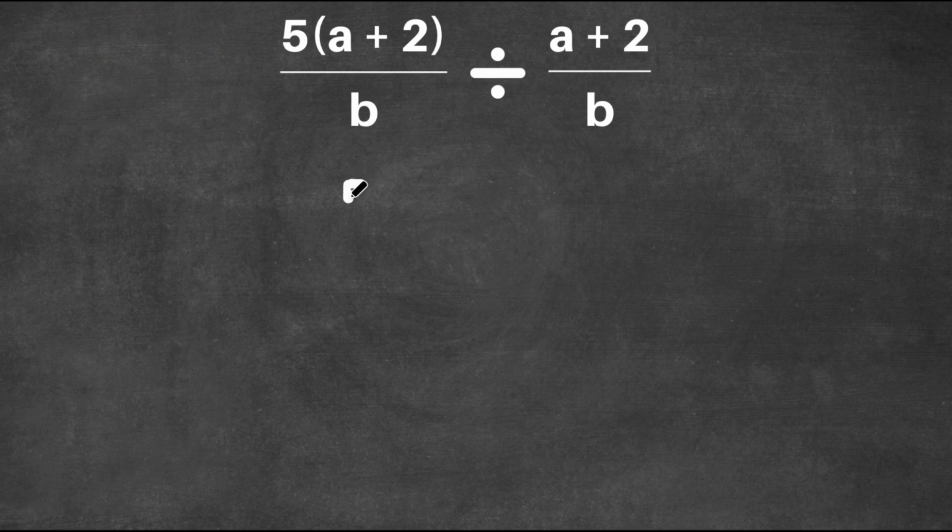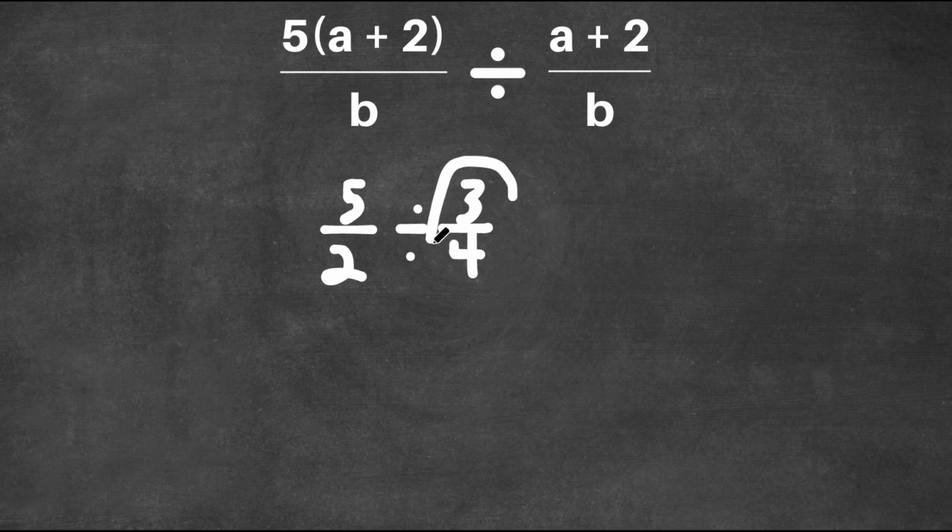Let's say we have the fraction 5 over 2 divided by 3 over 4. And remember, when we're dividing fractions, we find the reciprocal of the fraction that's being divided by, which in this case is 3/4. So what is the reciprocal of 3/4? 4/3, because the reciprocal is when the numerator and denominator switch places.